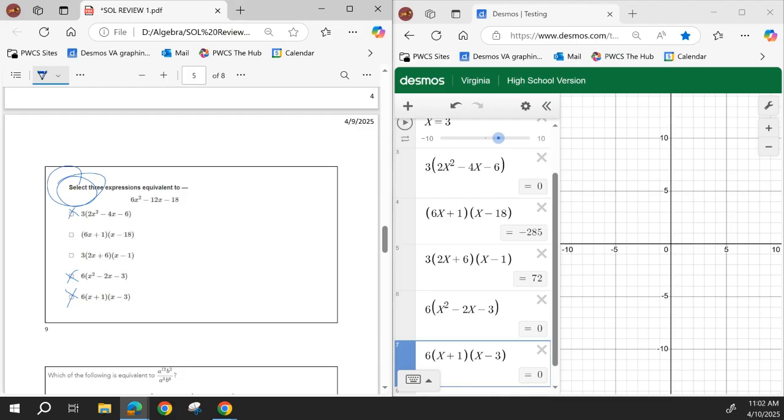Those are my 3 answers. It says to select 3. I selected the 3 that match. Now I know I have the right answer. I'm one question closer to being done and getting a good score. So take the couple extra minutes. It's worth it.